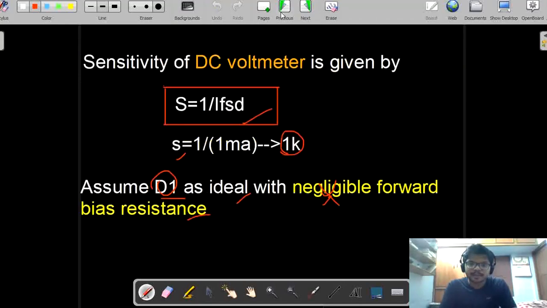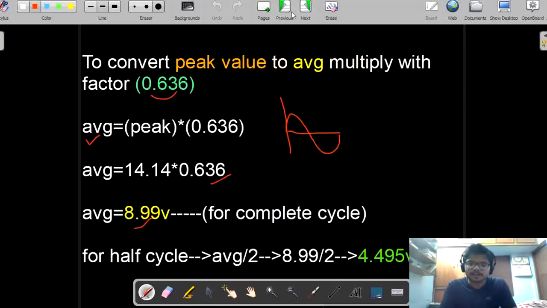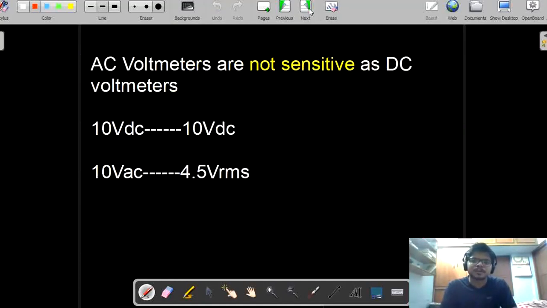But my rectifier here is allowing only half cycle, right? So what I will do? Consider only half cycle. What is my output? Only positive half cycle. For negative half cycle it is 0. So consider only the positive half cycle. We have the total for the complete cycle. For only half cycle, what we can do? Divide by 2 simply. What we will get? 4.495 volt.